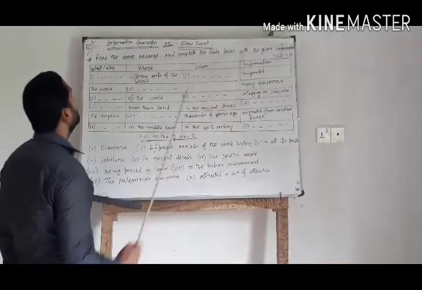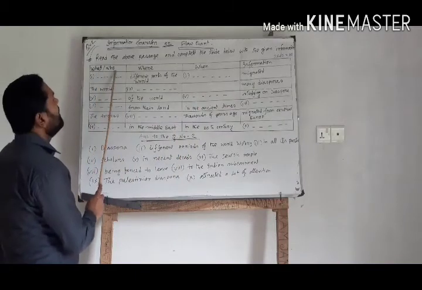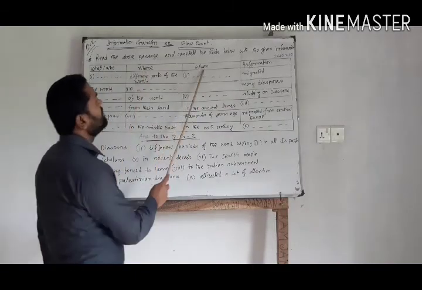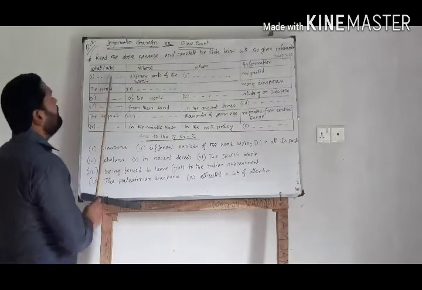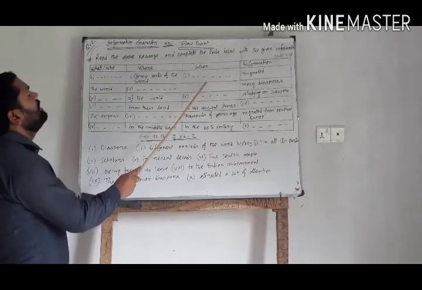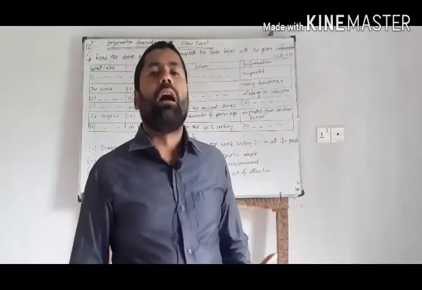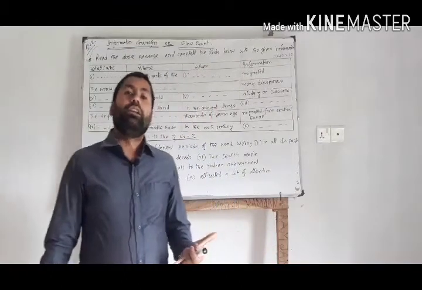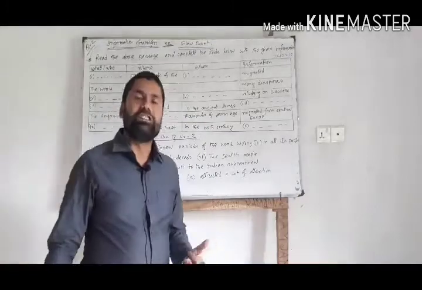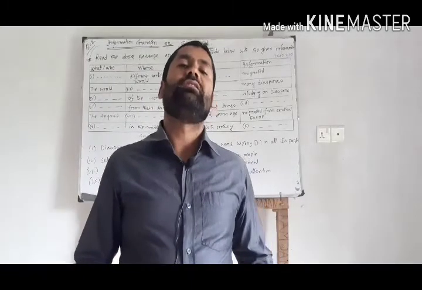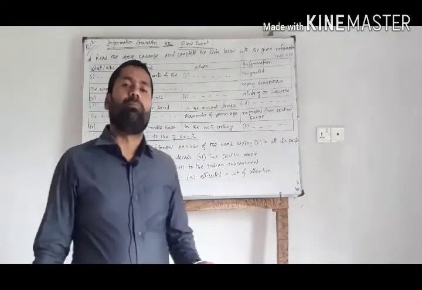Look at the table. Here are 4 columns in the table. The first column mentions what or who, the second column mentions where, the third column mentions when, and the fourth column mentions information. If you want to complete the gaps, or if you want to get full marks in this question, you have to go through the passage attentively and understand the passage with meaning properly. Then it will be easy to complete the answer.